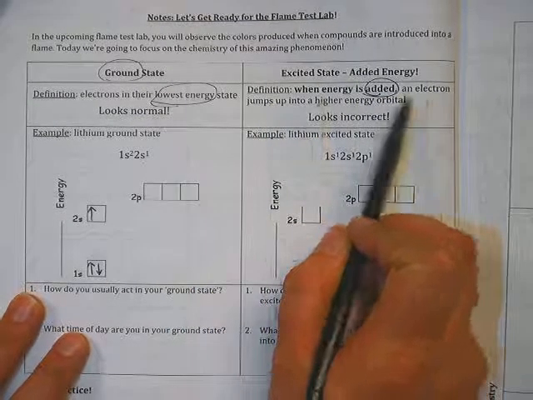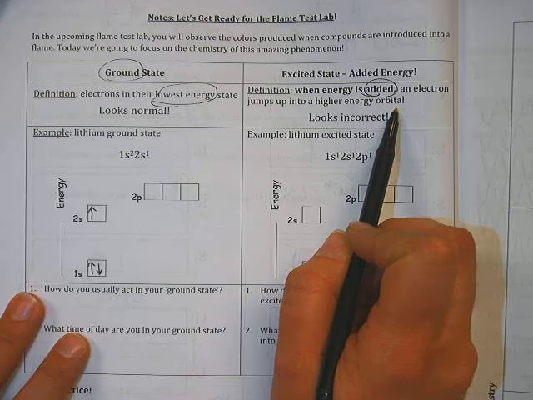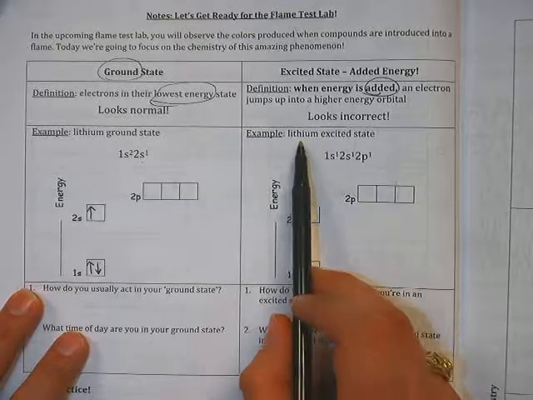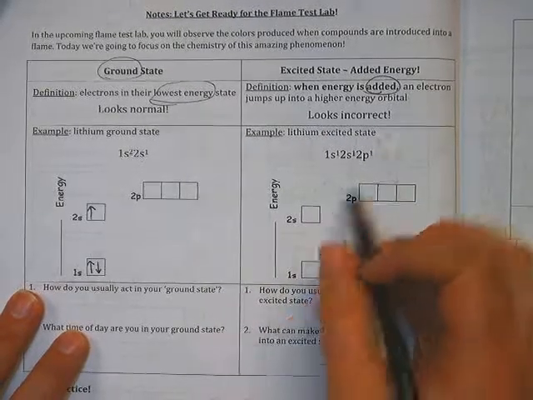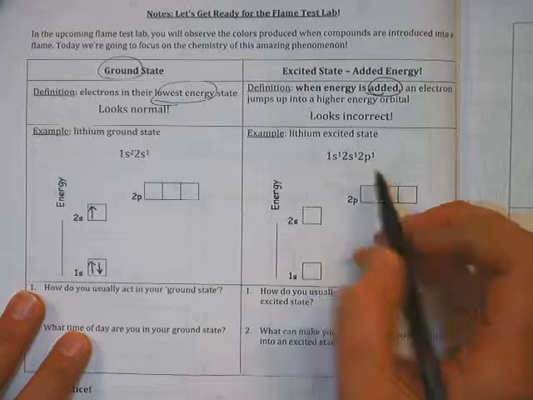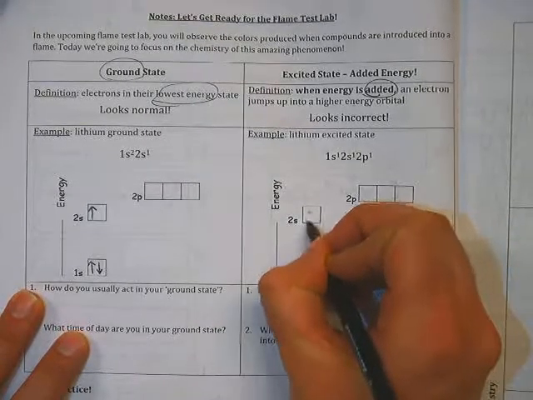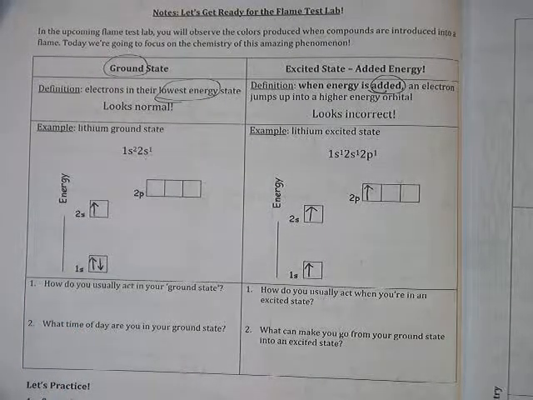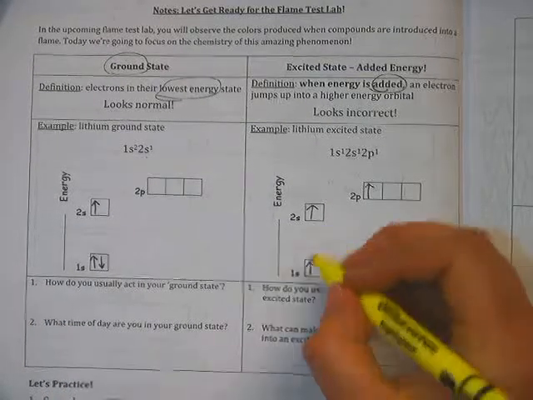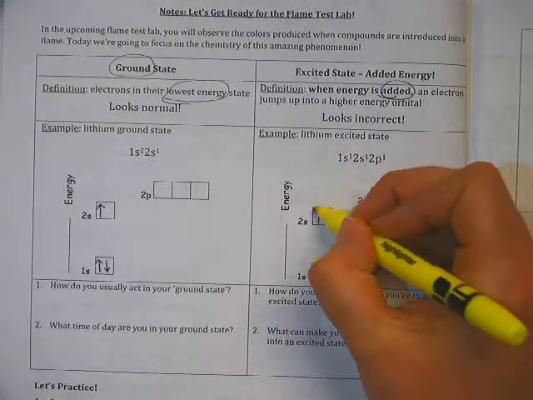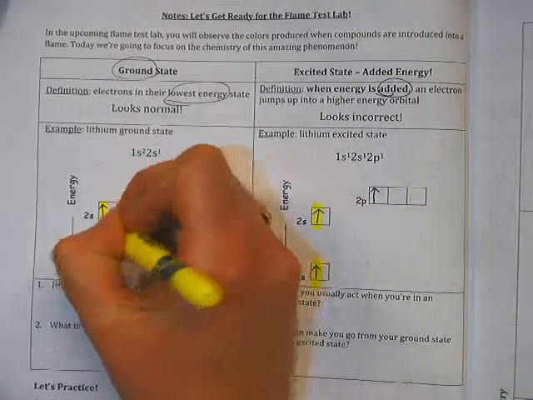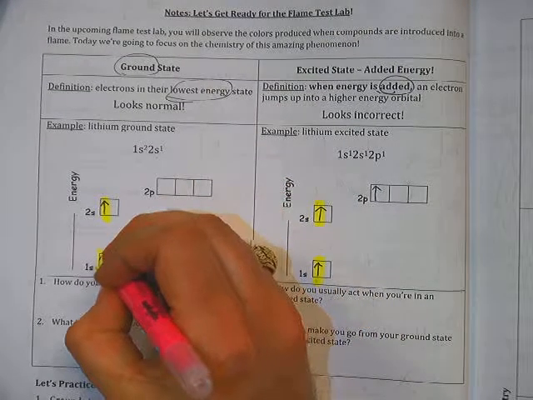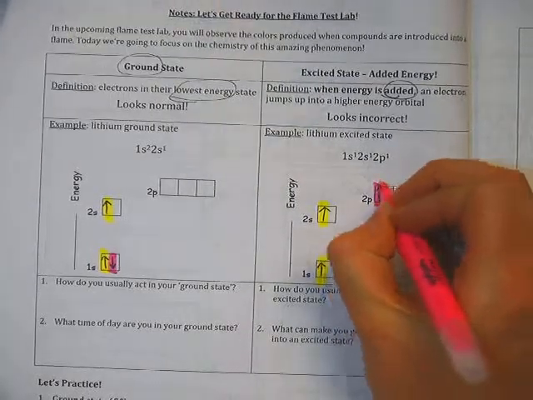When energy is added, an electron jumps up into a higher energy orbital. Okay, this makes the electron configuration look incorrect. Like lithium in the excited state, it could be 1s1, 2s1, 2p1, where one of the electrons has gained energy and jumped up to a higher energy state. So this one's in its normal spot, this one's in its normal spot, but one of the electrons has jumped up to be somewhere new.